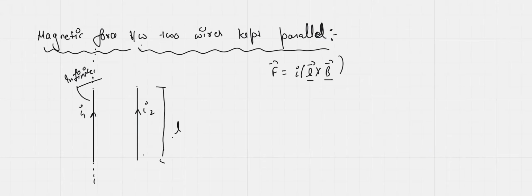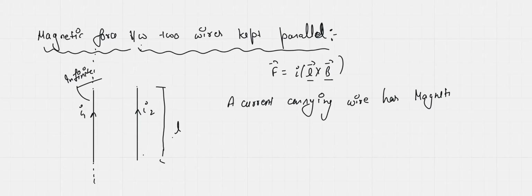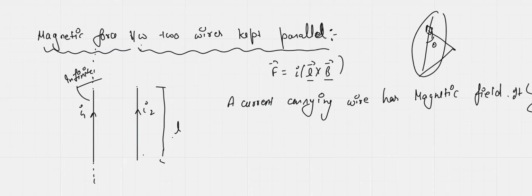Because a current carrying wire has a magnetic field around it. We already know how it looks: if this is the wire and this is the current, then the magnetic field will be like this, for each point. For every point we will have a magnetic field, although its value differs, because at this point the field is at some angle theta. If this wire is finite, then we have to think in another way.